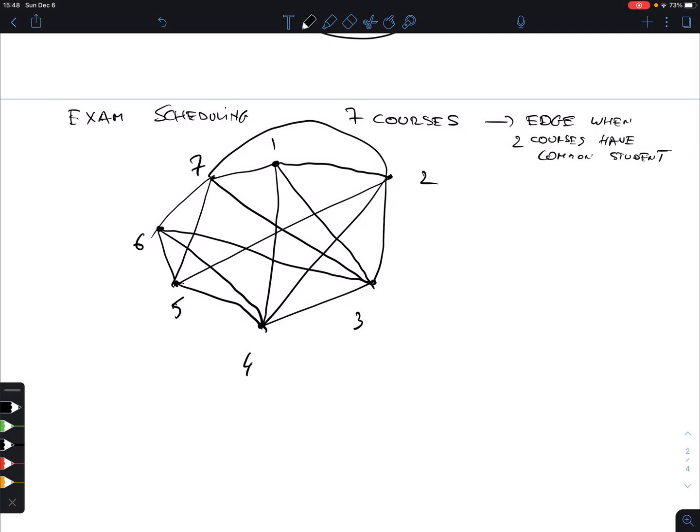I think I got it. All right, let's look at this thing. So now, what is it that we got? How does coloring help us here?